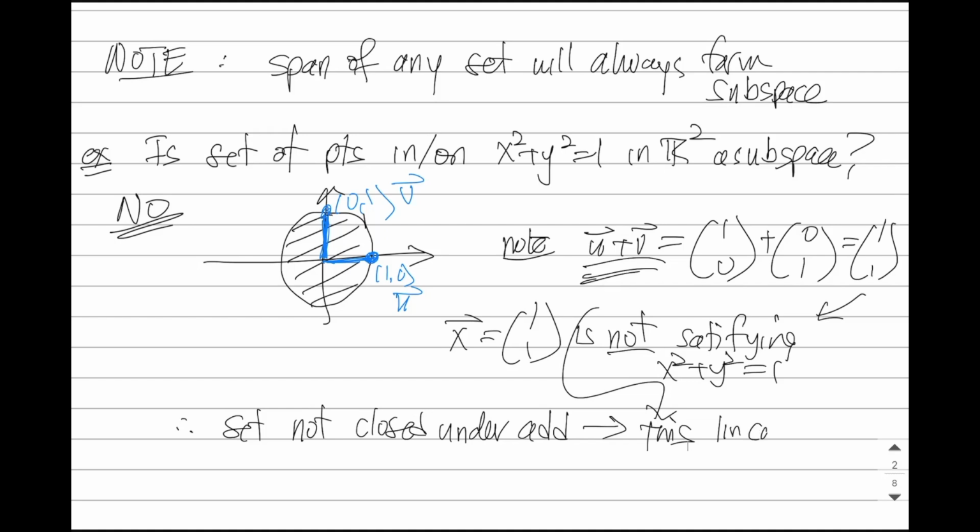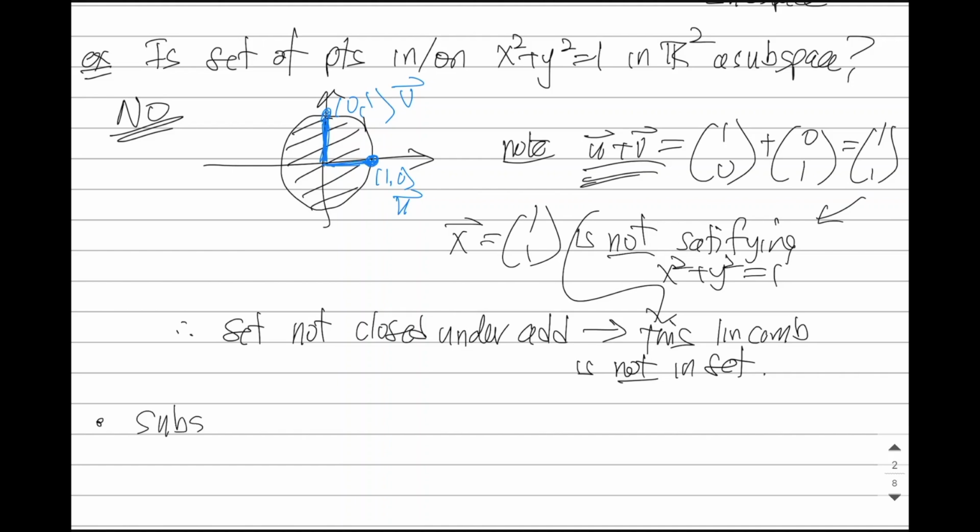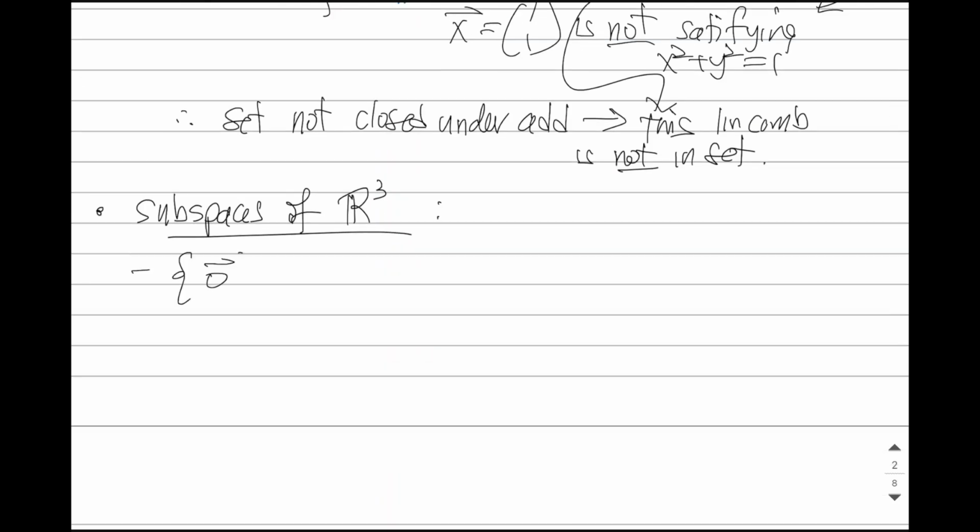Subspaces have to be able to allow infinitely many different linear combinations, but there has to be something special about them. If you extend this, you can talk about subspaces of R3. One of the subspaces of R3 could be the set that just contains the 0 vector, because obviously this set contains the 0 vector.